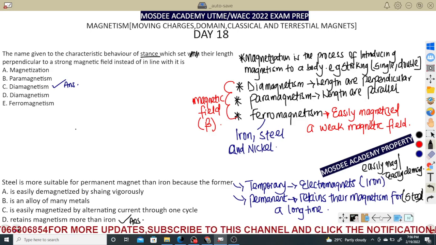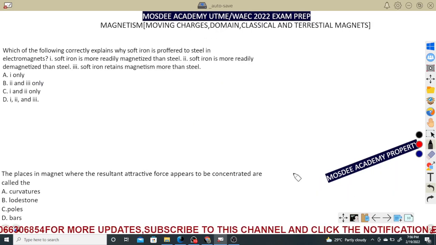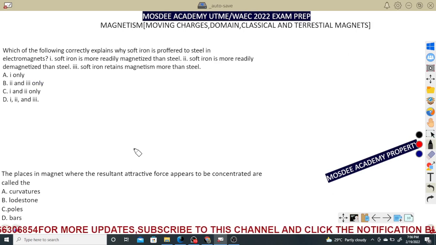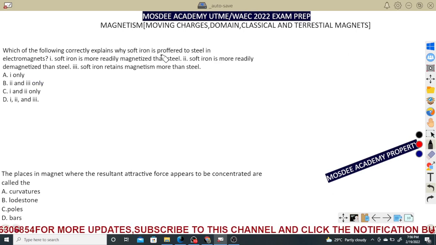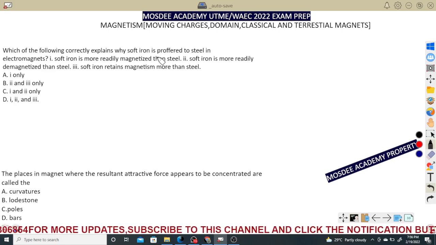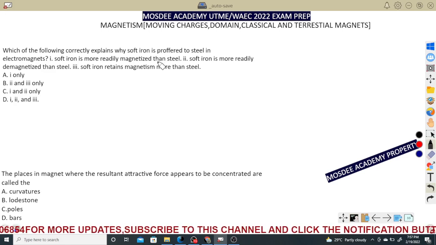The next one, my dear students. Good, fine. The next is still on the classification and introduction to magnets. Like I said, temporary and permanent magnets, steel and what? Steel and iron. Electromagnets are also called temporary magnets. Keep that at the back of your mind, my dear students.